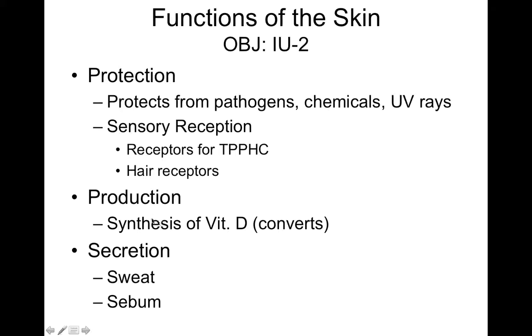Production: the skin helps to convert vitamin D to a usable form for us using UV radiation. In secretion, we secrete sweat as a way to control our body temperature, and sebum.